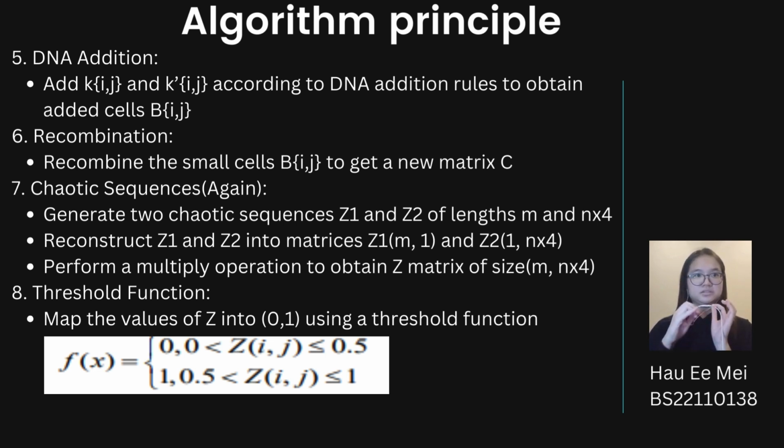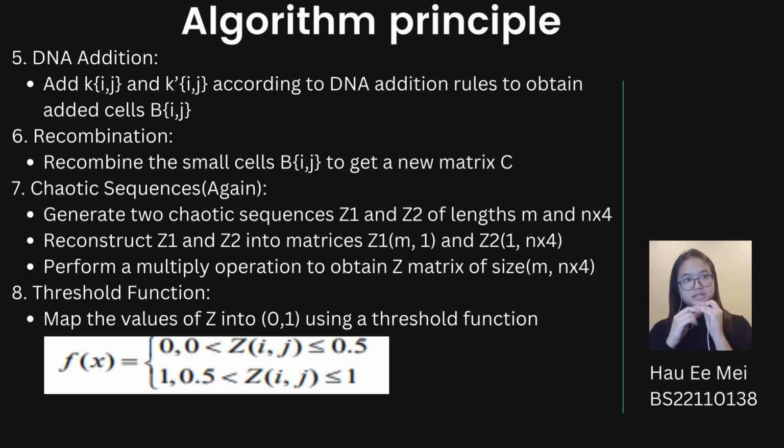The sixth step is recombination, where we recombine the small cells Bij to get a new matrix C. The seventh step is chaotic sequences again, where we generate two chaotic sequences, Z1 and Z2, of length M and N times 4. We reconstruct Z1 and Z2 into matrices of size M by 1 and 1 by N times 4, and then perform a multiply operation to obtain the Z matrix of size M by N times 4.